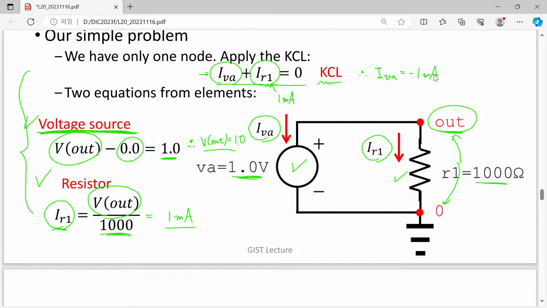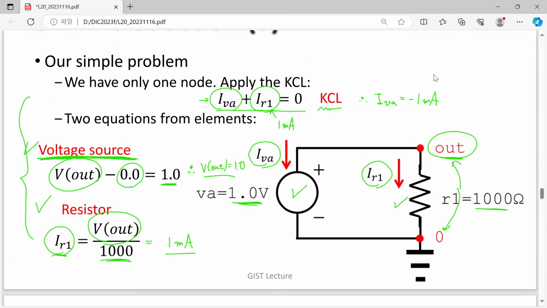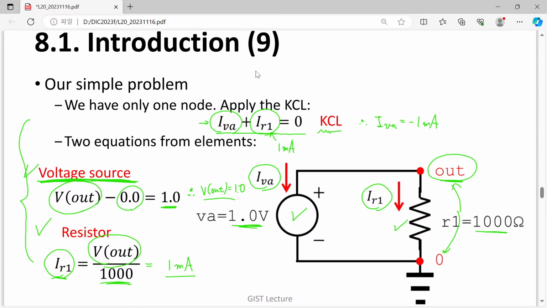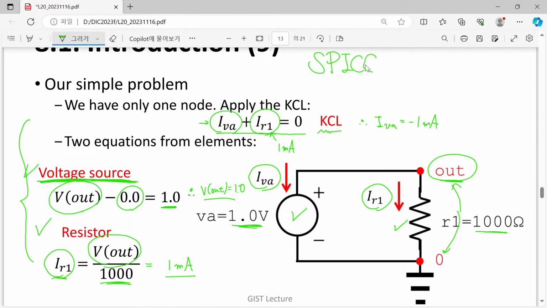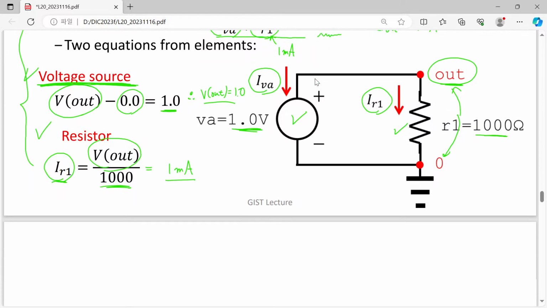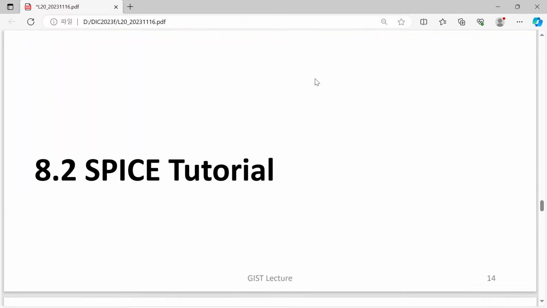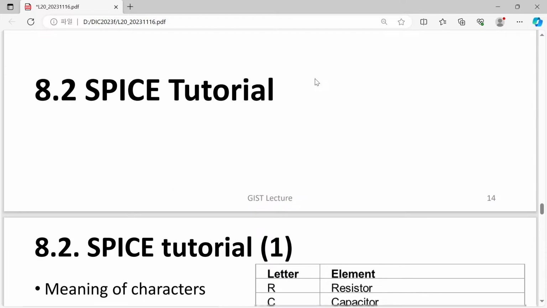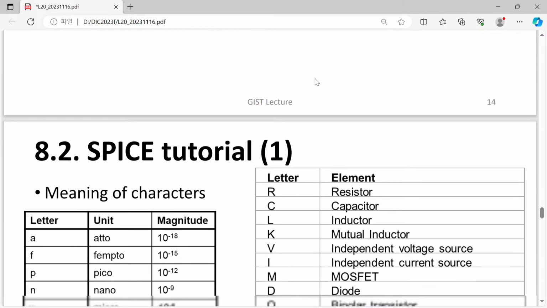Although it is quite simple, we can do it even for a further expanded circuit. That means your program SPICE can do it. Okay. So now let's go through more details about SPICE.